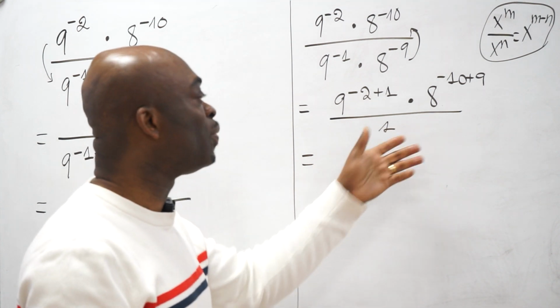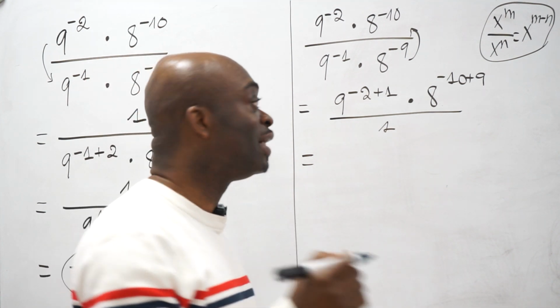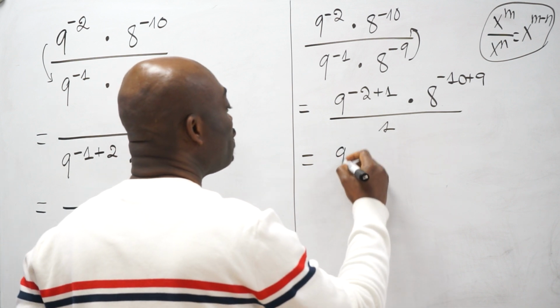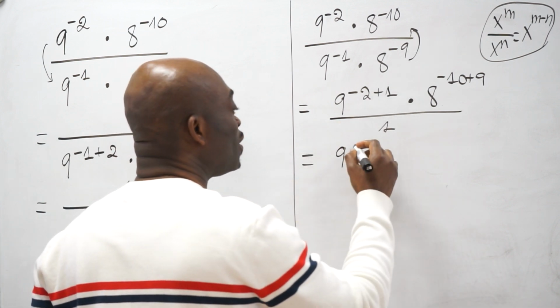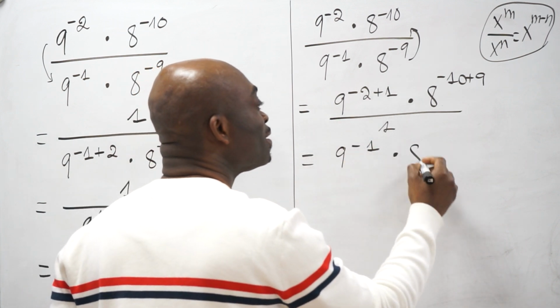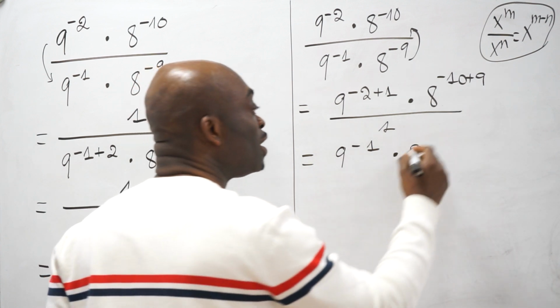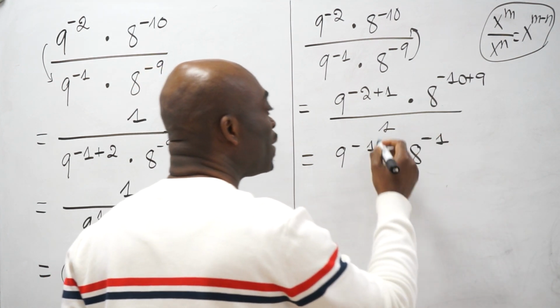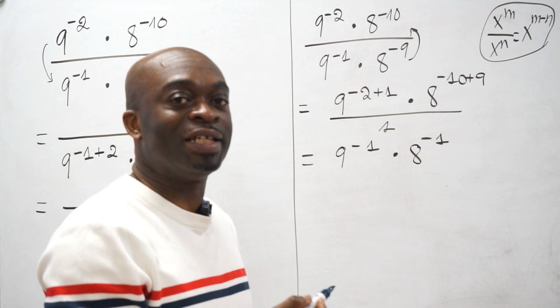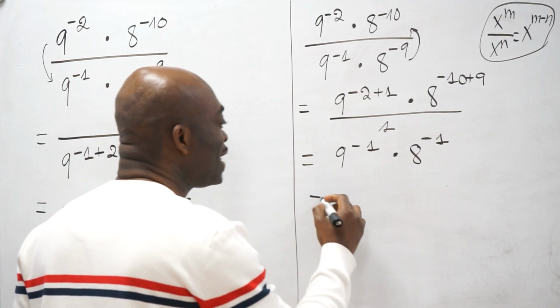I'm putting it here so that you can see it, and then we continue here. This one is going to give us 9, negative 2 plus 1 is negative 1, times 8, negative 10 plus 9 is going to give us negative 9 also. And then divided by 1, we do not need a 1, so we're not going to put it anymore. Okay, that's it for that.